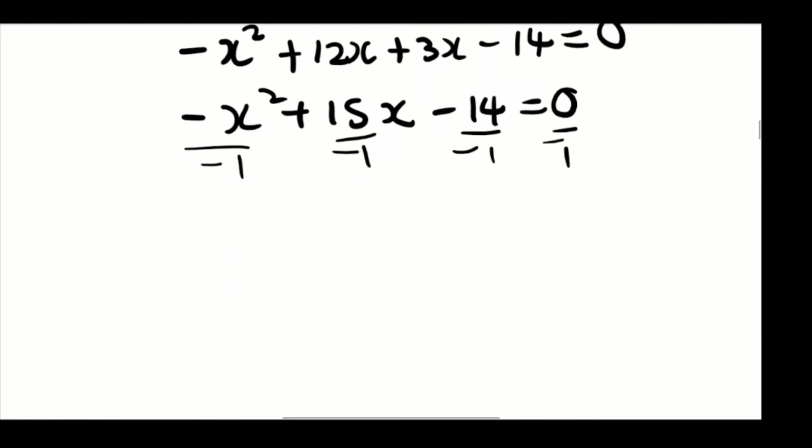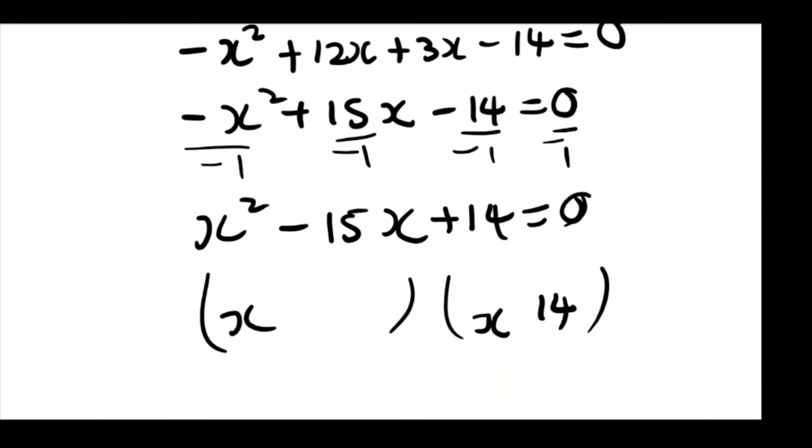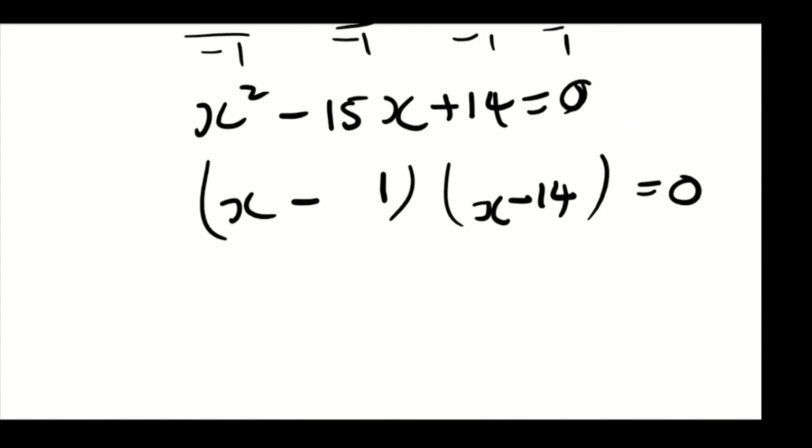And then we will have x squared minus 15x plus 14 being equal to 0. Right? So we're going to factorize this problem here. It's going to be x, and then factors of 14 such that they give us the middle term. It's 14 and 1, and they have to be negative on both sides, and then we equate to 0. So x minus 1 is equal to 0, or x minus 14 equals 0.